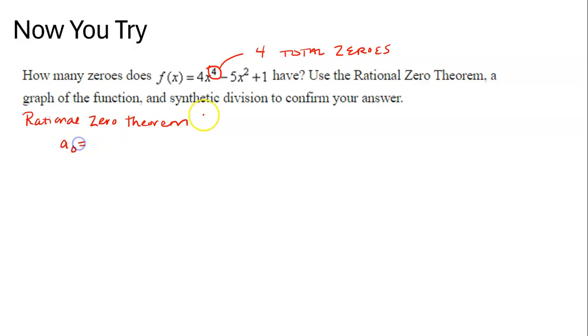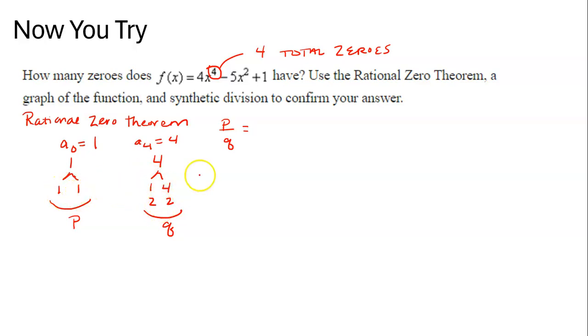In the rational zero theorem, A0 is 1 and A4 is 4. So we have the factors of 1 and the factors of 4 are here. This is P, this is Q. So P over Q is 1 over 1, 1 over 4, 1 over 2. So we have 1 over 1, which is 1, 1/2, and 1 over 4. That's it. So it's going to be plus or minus 1, 1/2, or 1/4.